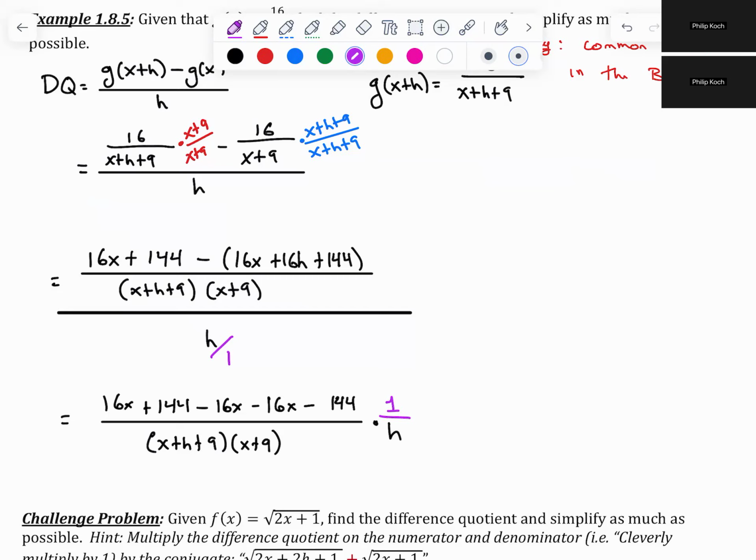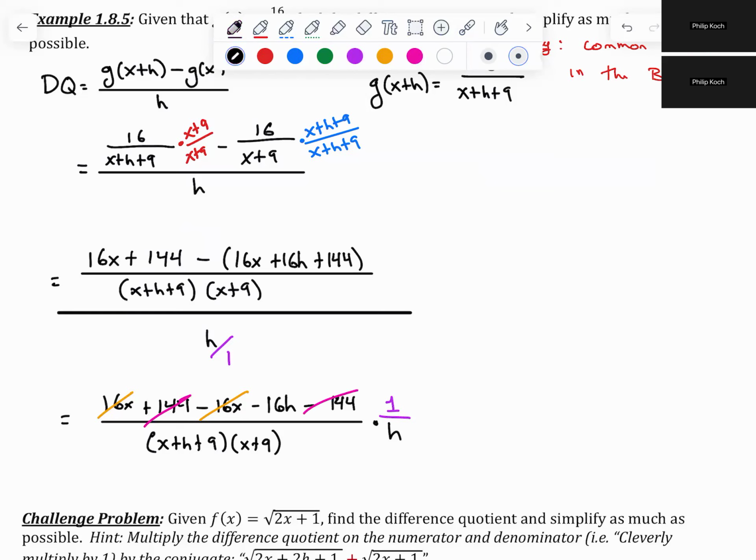So I got that. And then the nice thing is that these 16x's cancel. Oh, that's supposed to be a 16h. The second one's supposed to be a 16h. I think I said 16h, but I wrote 16x. And the 144s cancel.